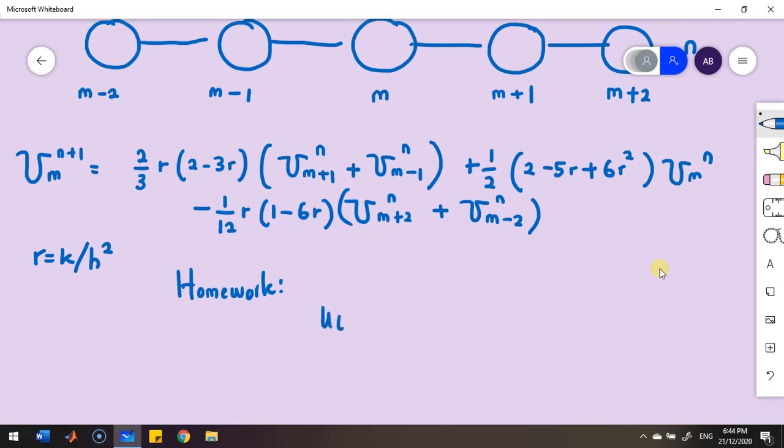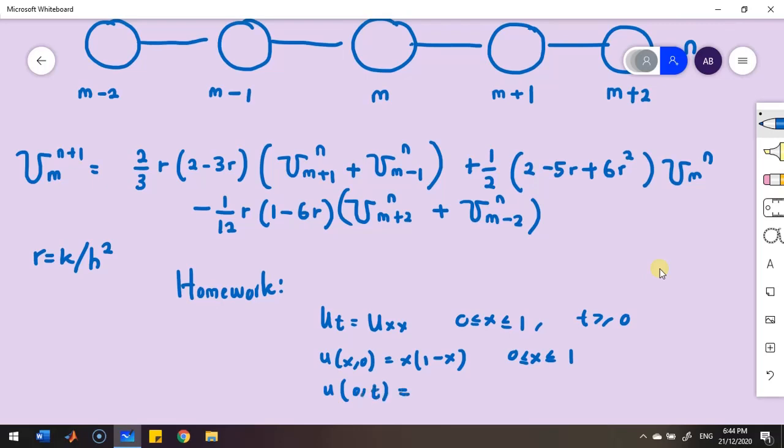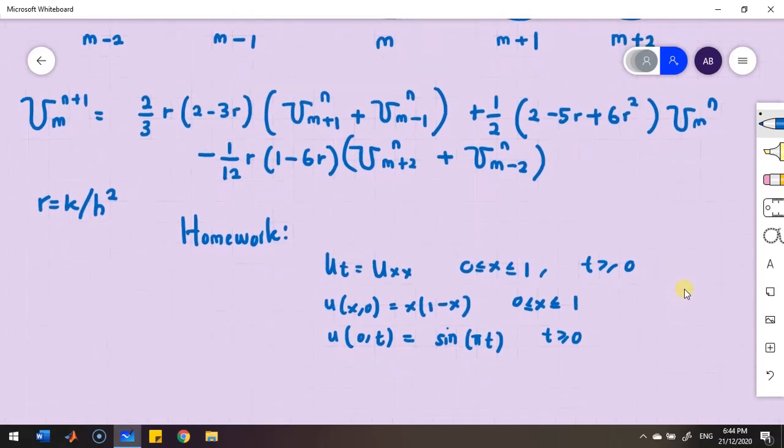So we have this equation here, the heat equation, where t is greater than or equal to 0, and I have u(x,0) equals x(1 minus x), where x is from 0 to 1, and then the boundary condition at x equals 0 is u(0,t) equals sine pi t, t greater than or equal to 0, and then u(1,t) equals cos pi over 2 t, t greater than or equal to 0.